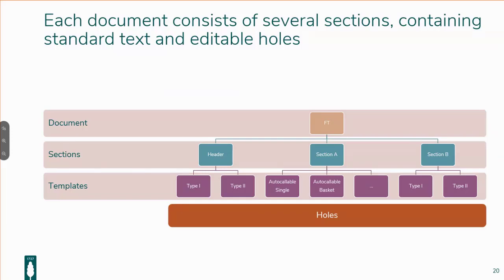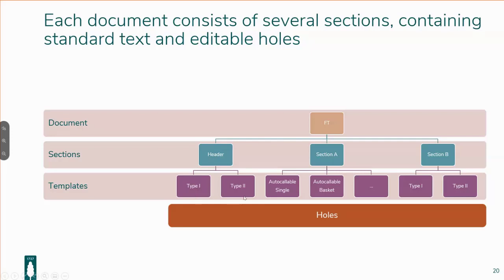And in order to get to know how this actually works, I think it's good to give you a brief overview of how our documents are built up. So what you see on the slide is the hierarchical structure of the documents with on top, for example, the final terms document. And each of these documents contain a number of sections. So that could be the header, first section A and a section B. And for each section, we use a unique template based on the user input. So if we have a certain input, then for the header, we either use the type 1 template or we use the type 2 template.